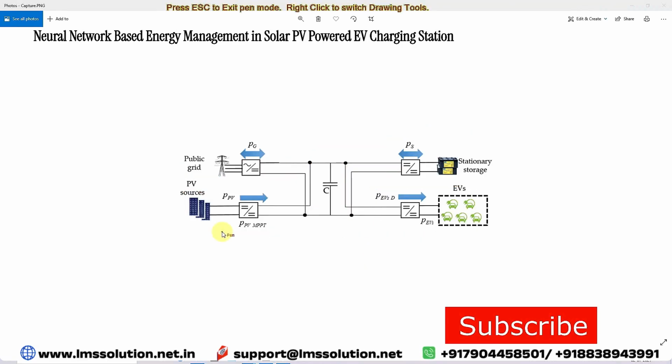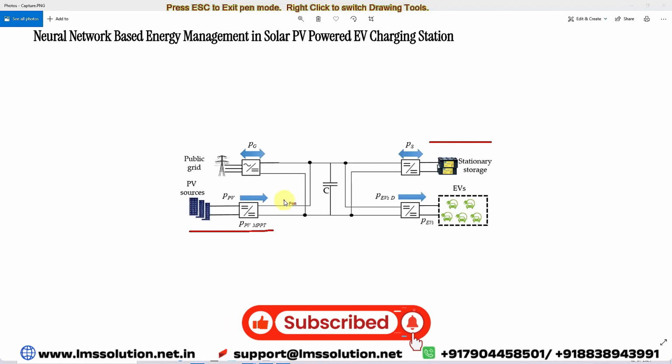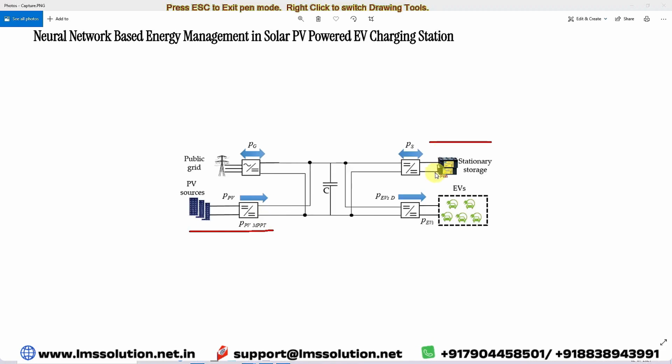And if suppose there is no power in the PV and the state of charge of the stationary battery storage element is very low, then we can get the power from the grid to charge this stationary battery as well as charge the EV battery. If we have excess power in the solar PV system, and we have enough charge in the battery, then both the PV and this stationary storage are going to supply the power to the grid as well as charge the EV battery. This is the working of this solar powered EV charging station concept.